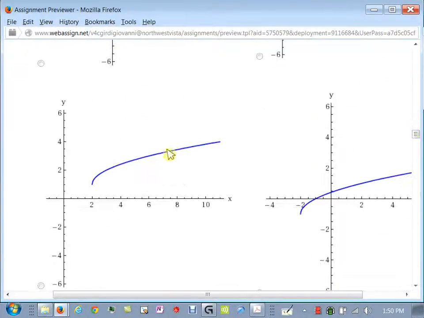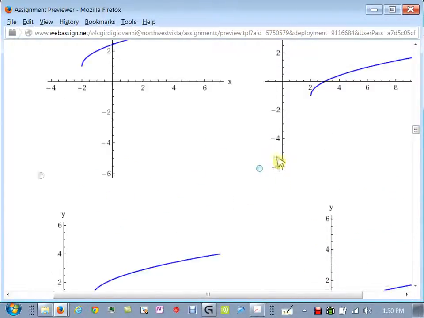Let's just double check these. Yeah, this one went to the right 2, up 1. We don't want that. This one went to the left 2, down 1. We don't want that. So it's this one right here.